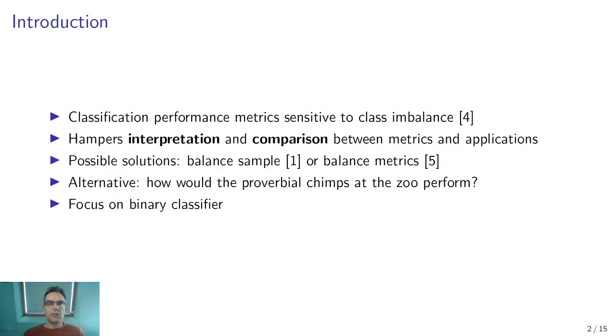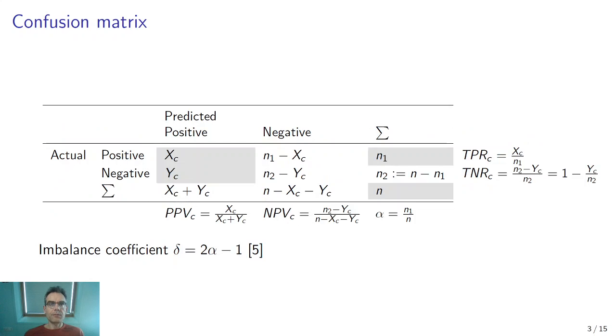Possible solutions are to balance the sample or to balance the metrics, but here I'm going to present an alternative, and that is to compare these performance metrics with how the proverbial chimps at the zoo would perform if they would randomly guess the different classes. And in this talk, I'm going to focus on binary classification problems, so in cases where you only have two classes.